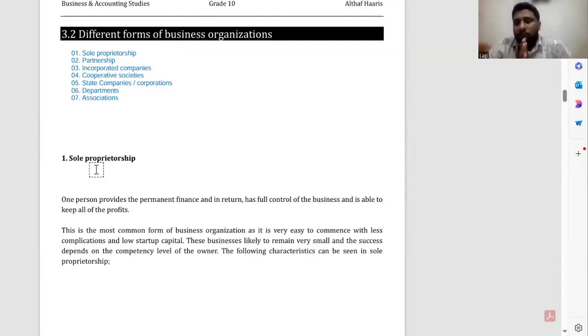Okay, now let's get into the first one. People, these 7 are very, very important. Highly tested in your exam. So first one is sole trader business. Example is important. You think about the next door grocery shop. That grocery shop is owned by one person. So that is a sole trader business. So what are the advantages of having a sole trader business?